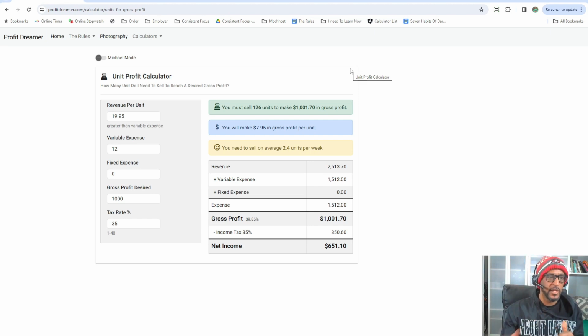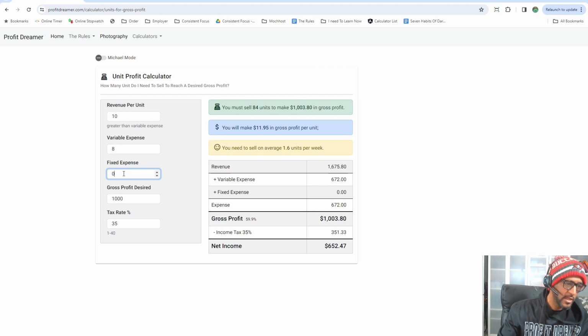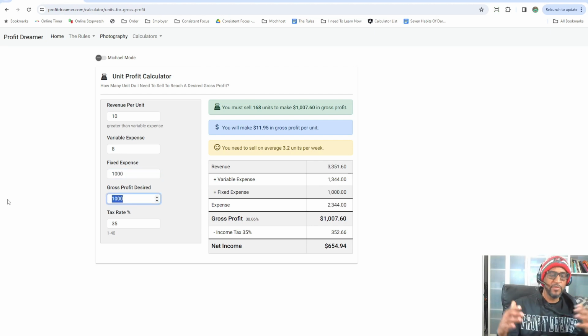Now let me tell you what it does. Let's say you sell something for $10. Let's say it costs you $8 to buy it. So you sell it for 10, you buy it for 8, so you'll make $2. And let's say you have $1,000 of fixed expense. A fixed expense is something that you have to buy once, and you don't have to keep buying every time you sell one of these units. Like if you were printing t-shirts, you might buy a machine to print t-shirts on. You really only have to buy that once. It's fixed. That's what a fixed expense is.